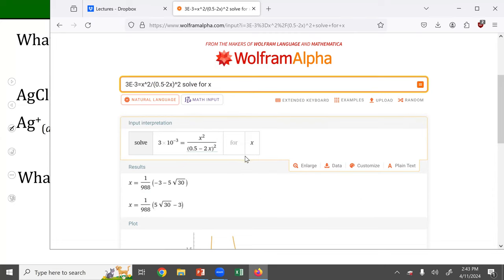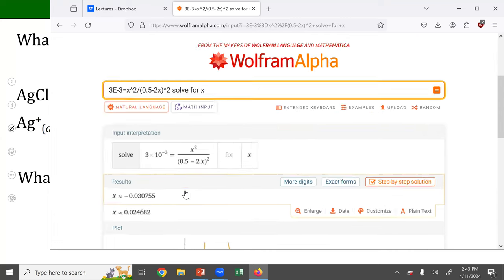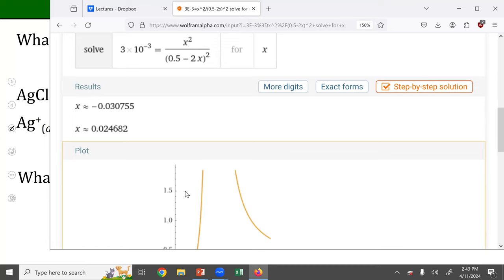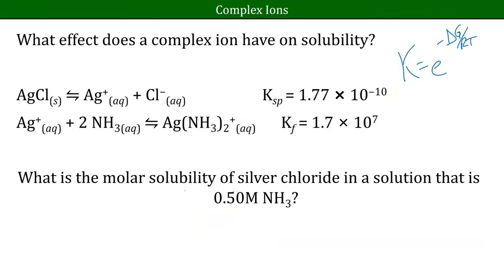That looks right, doesn't it? Once again, we're going to get two answers, but pick the one that makes sense. It can't be negative in this case because we know that we have to make some amount of chloride dissolved. It has to be a real number. Can't have a negative concentration of anything. So 0.02462468.